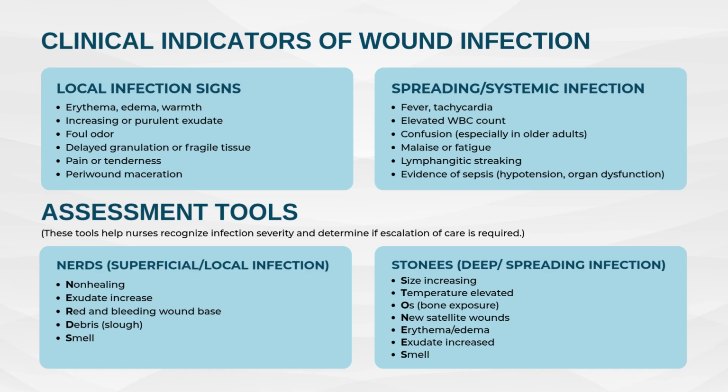Stoney's, meaning exposed bone or risk of osteomyelitis, new satellite wounds or breakdowns, erythema spreading, exudate heavy or purulent, smell strong or putrid. Presence of 3 or more Stoney's signs warrants systemic antibiotics and urgent intervention. These tools help structure your observation and ensure timely, evidence-based escalation of care.